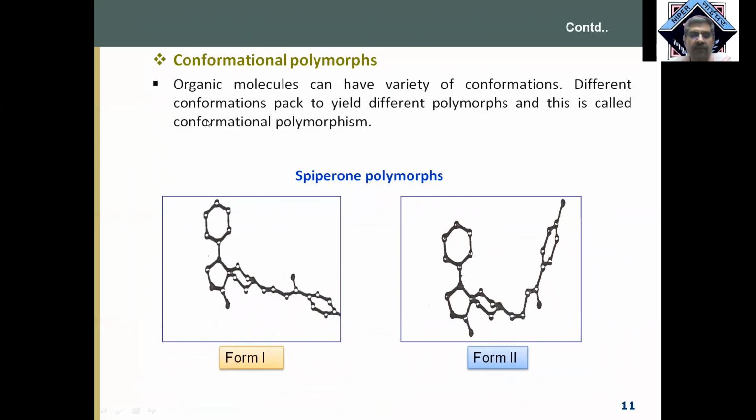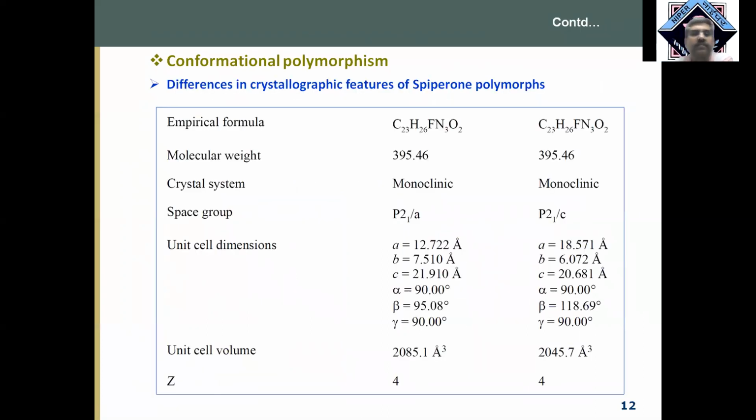Here is form 1, while this is form 2. As you can see, the conformation of this molecule and the conformation of this molecule are completely different. This gives you a U-shaped conformation, while here you see an L-shaped conformation. These two different conformations will lead to two different polymorphic forms, and that is called conformational polymorphism.